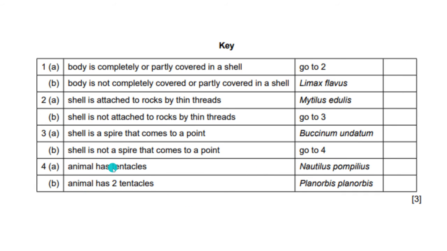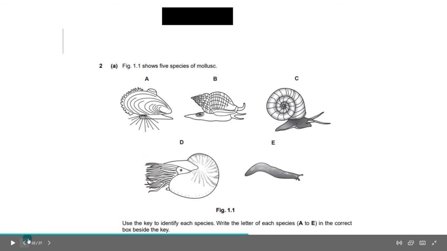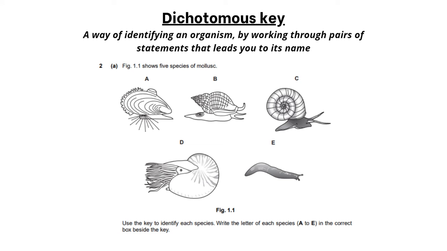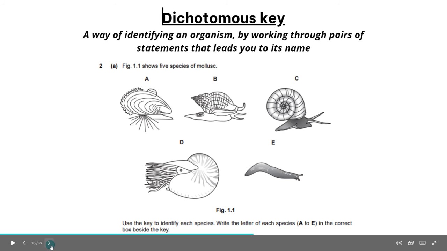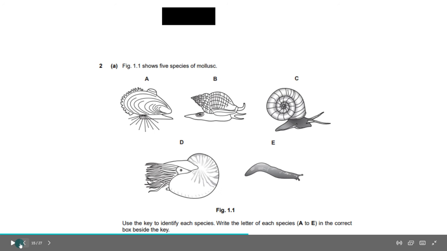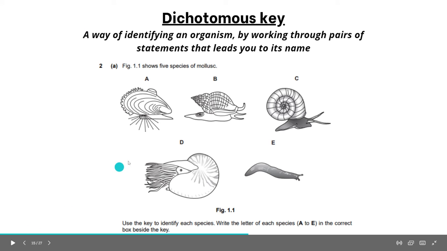When we go to 4, animal has tentacles. Which one has tentacles? B. B has tentacles. Animal has 2 tentacles. It should be D.